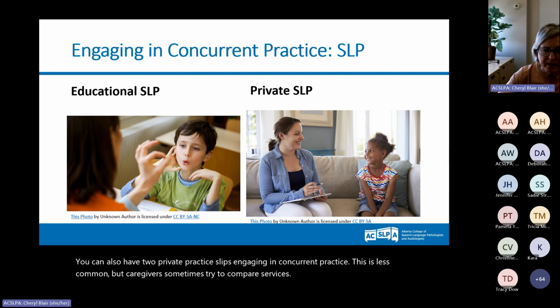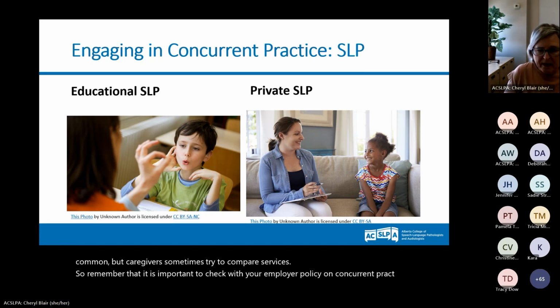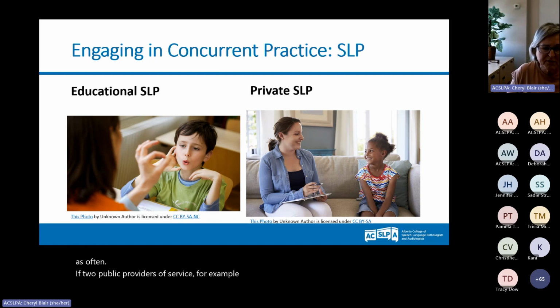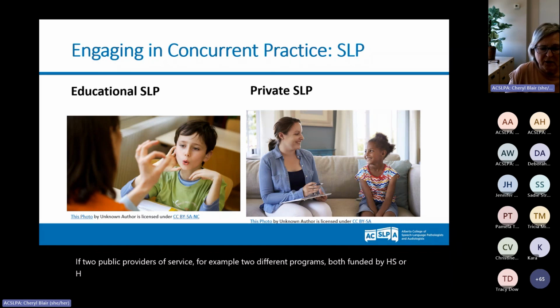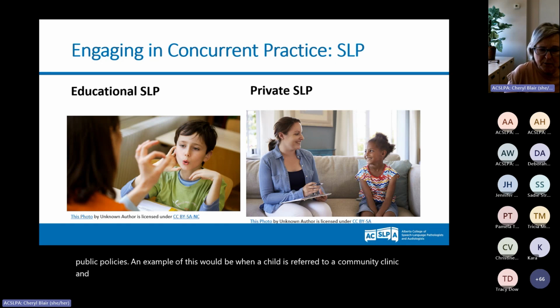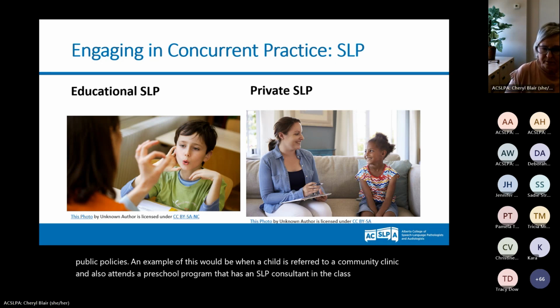So remember that it is important to check with your employer policy on concurrent practice, as often if two public providers of service, for example, two different programs, both funded by AHS or AHS in Education, are involved, this may be deemed as duplication of services according to public policies. An example of this would be when a child is referred to a community clinic and also attends a preschool program that has an SLP consultant in the classroom.